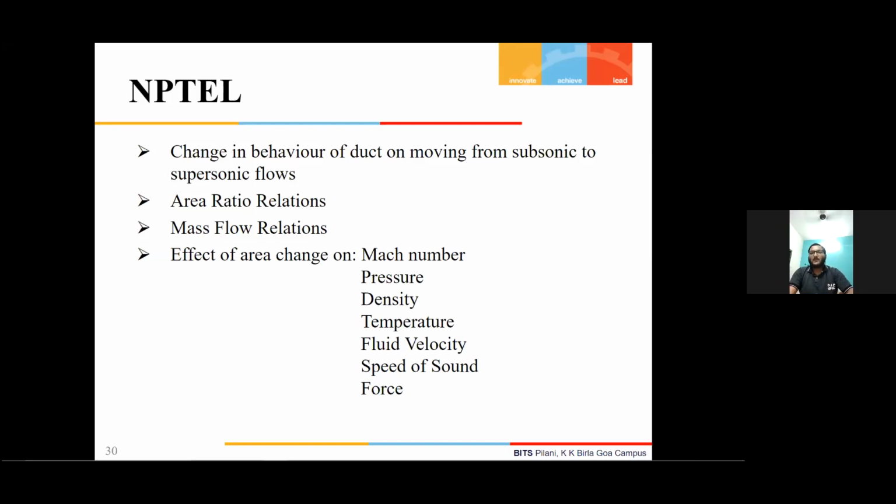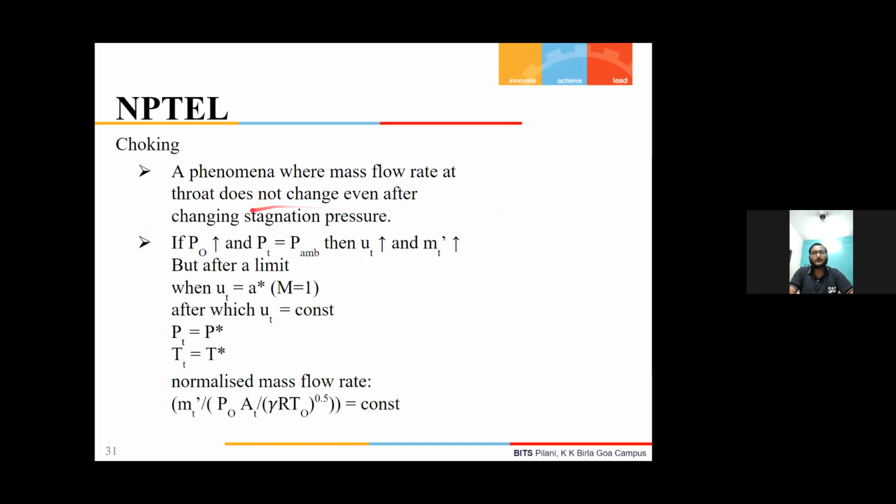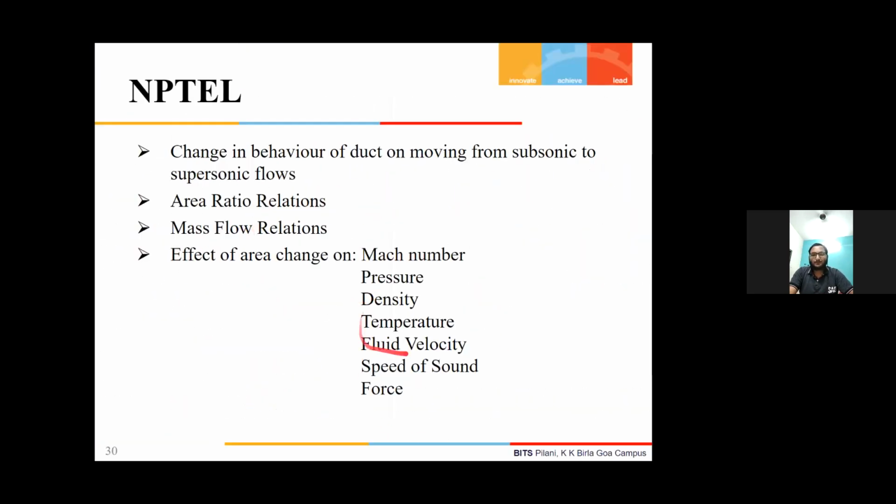We studied the change in behavior of the duct on moving from subsonic to supersonic flows, plotted the area ratio relations and the mass flow relations, and saw the effect of area change on Mach number, pressure, density, temperature, fluid velocity, speed of sound, and the forces involved in the flow region.